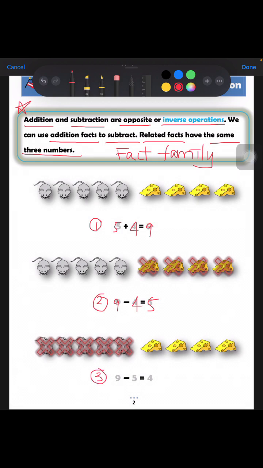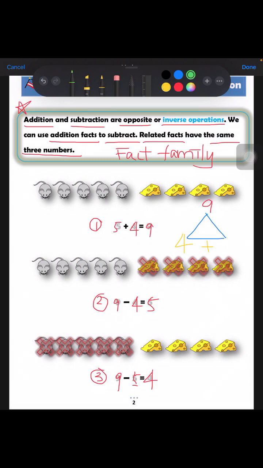So take a look at the third number sentence. There are 9 items. And then if I take away 5 mouths, 4 cheese will be left. So 9 minus 5 equals 4. Let's draw the fact family. The whole is 9, and the parts are 4 and 5.